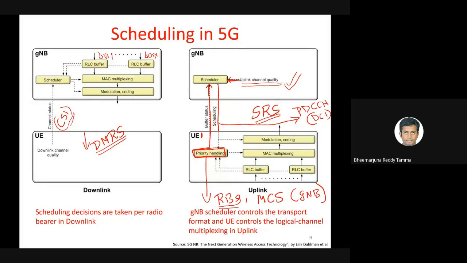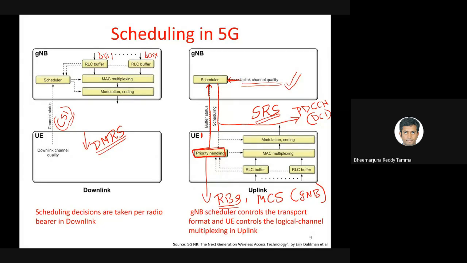Here we call it selection of the transport format, which is nothing but deciding the MCS, transmit power and other things. Then you leave it to the respective users to decide, out of the available RLC buffers, which buffer should be multiplexed to send the data in uplink. That way we get the advantage of centralized scheduling and also reduce the overhead by giving some of the activity to the respective user equipments.